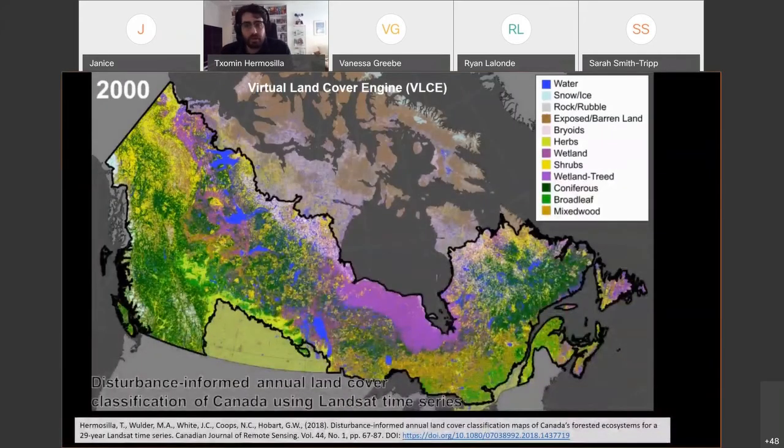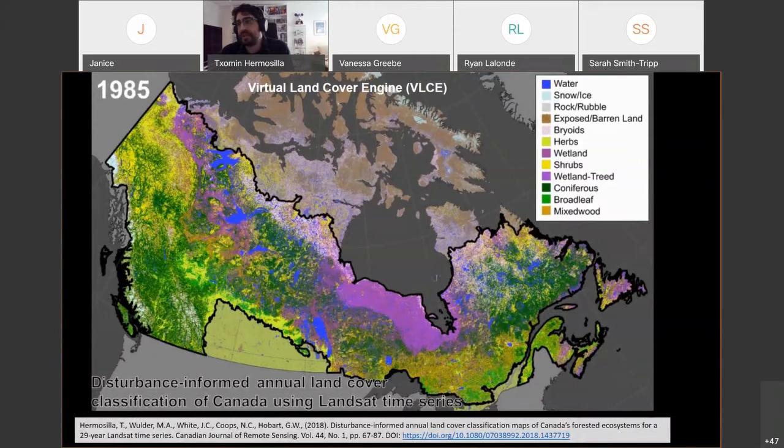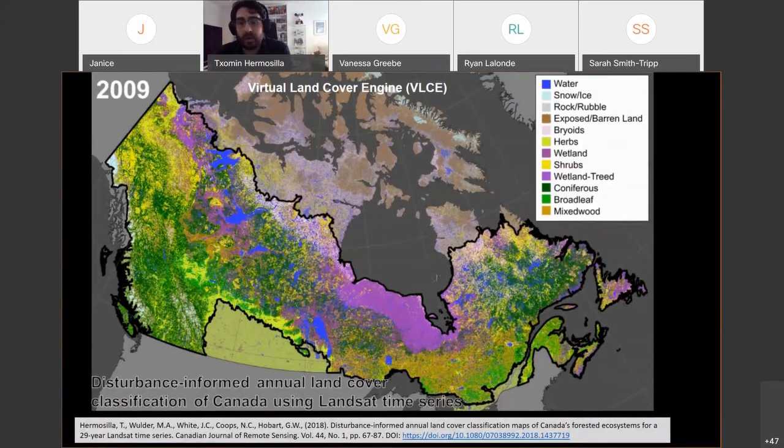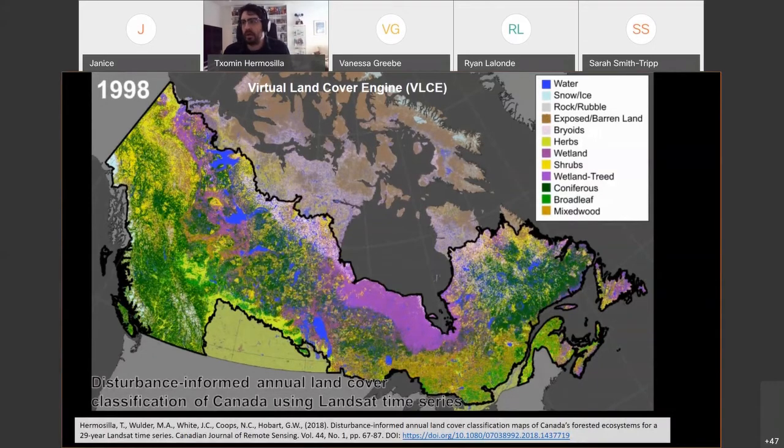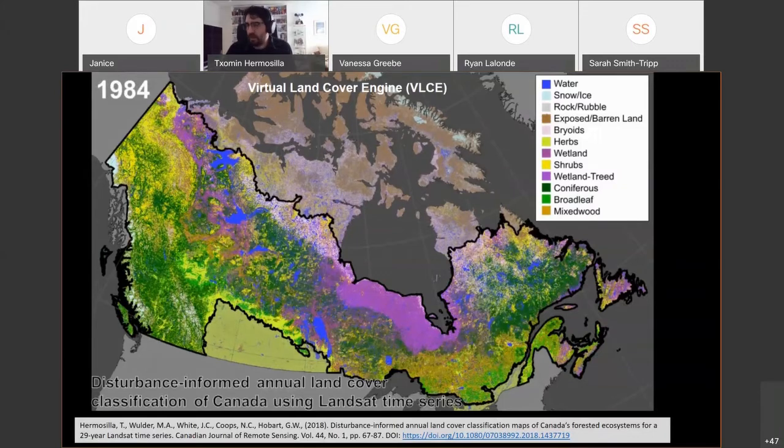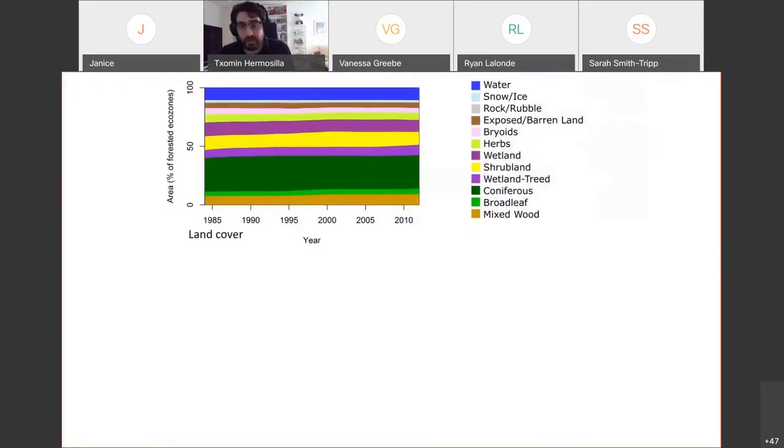So using this approach, we classified our image composites every single year, and we use the change information to ensure the temporal consistency of the time series of land cover maps. We use a methodology called hidden Markov models that prevents unlikely transitions, like the one I mentioned about water, forest, water, from occurring. So we map the entire Canadian forest system every single year.